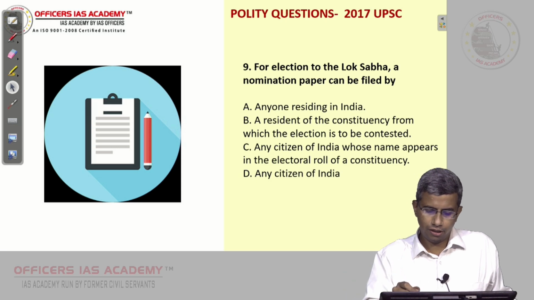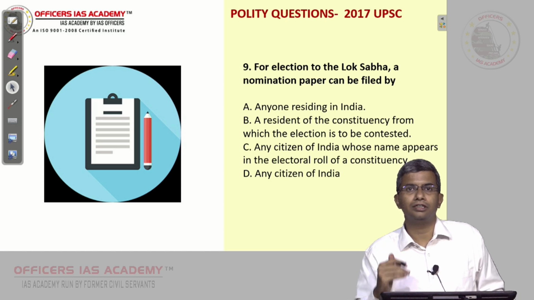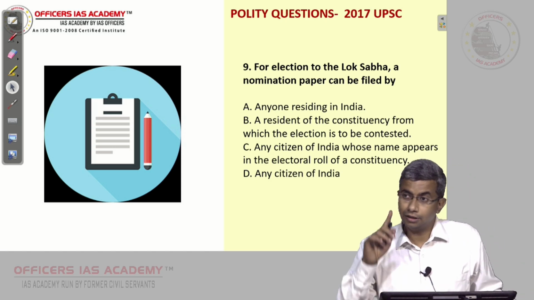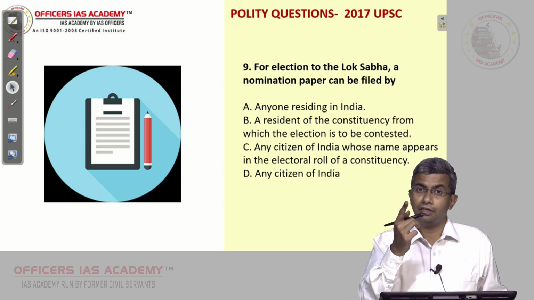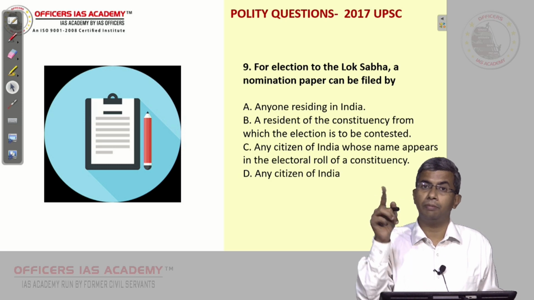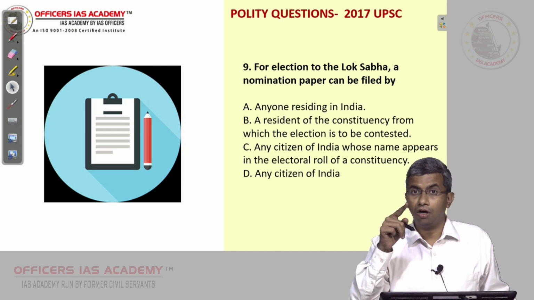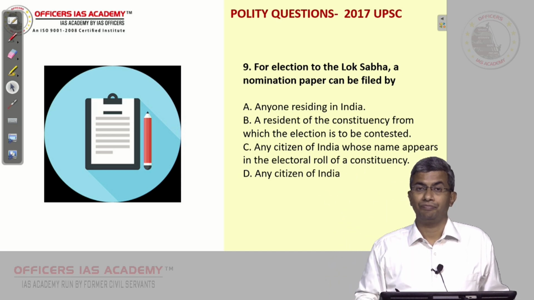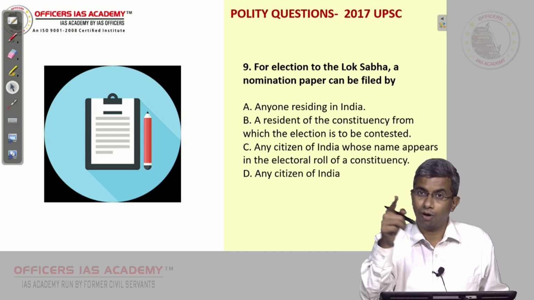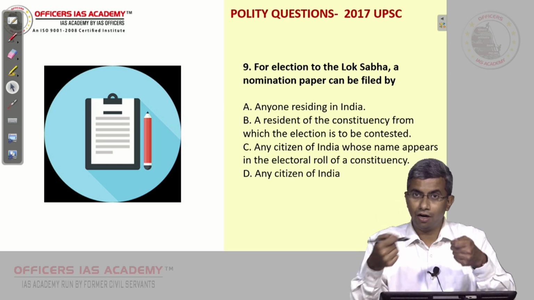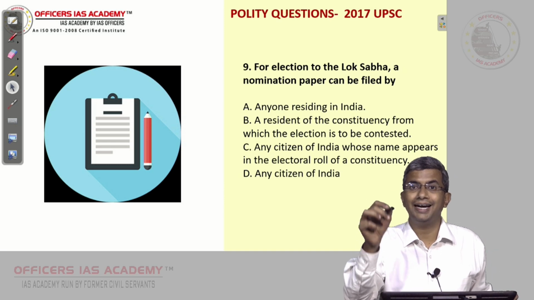So here it is only resident, A and B are out. C and D both have citizen of India. So the choice is between C and D. But is being a citizen of India and age sufficient? You should also satisfy the qualification as prescribed by any law made by Parliament. That is what the Constitution says, and that law is the Representation of People Act 1951. And in that Act, what does it say? A person to be qualified to be a member, which means if you have to file a nomination paper and contest an election, and if you have to become a member, you should also be an elector.